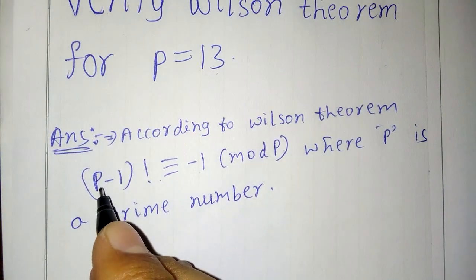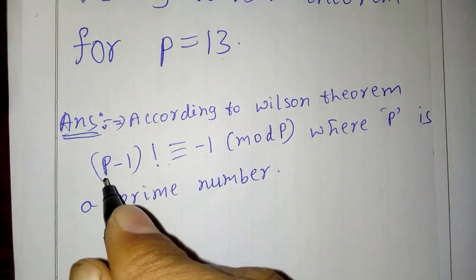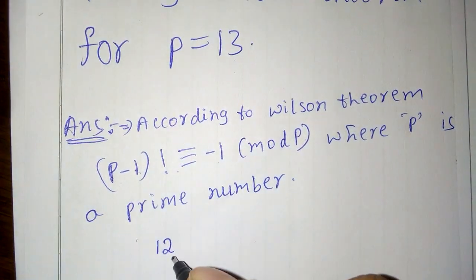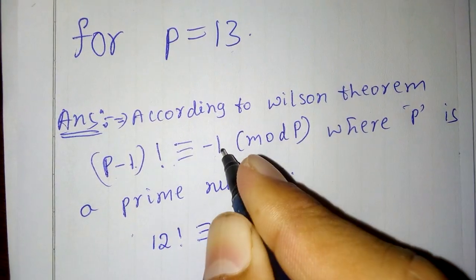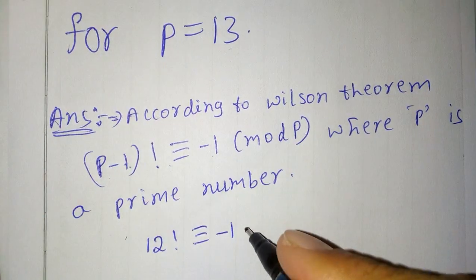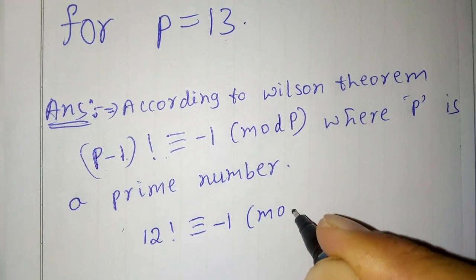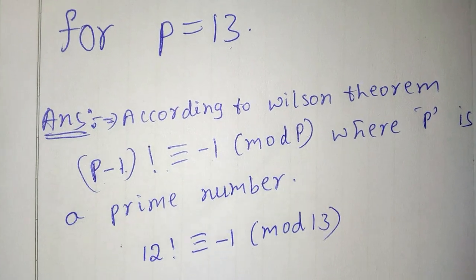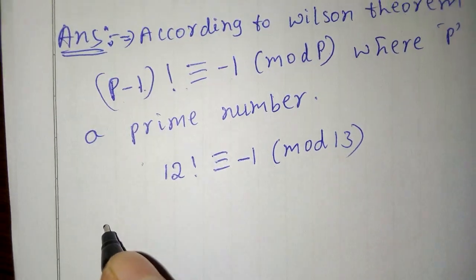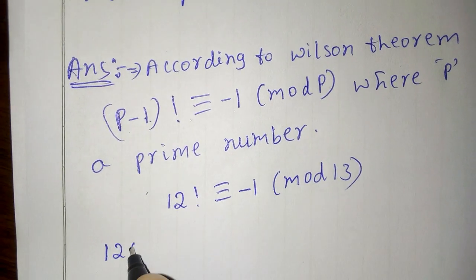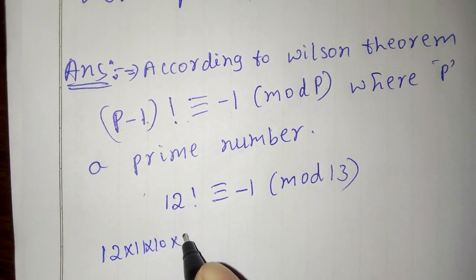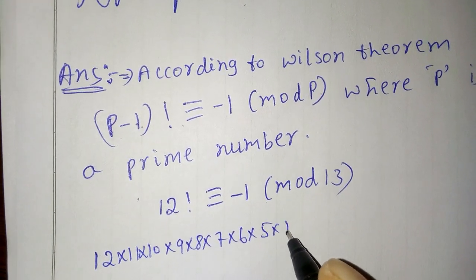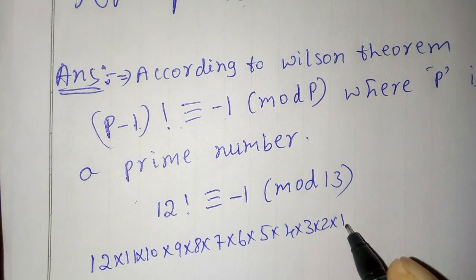In the place of p we can put 13, then 13 minus 1 is 12. So 12 factorial and minus 1 are congruent mod p, and in the place of p there is 13, so mod 13. We know that 12 factorial is 12 into 11 into 10 into 9 into 8 into 7 into 6 into 5 into 4 into 3 into 2 into 1.